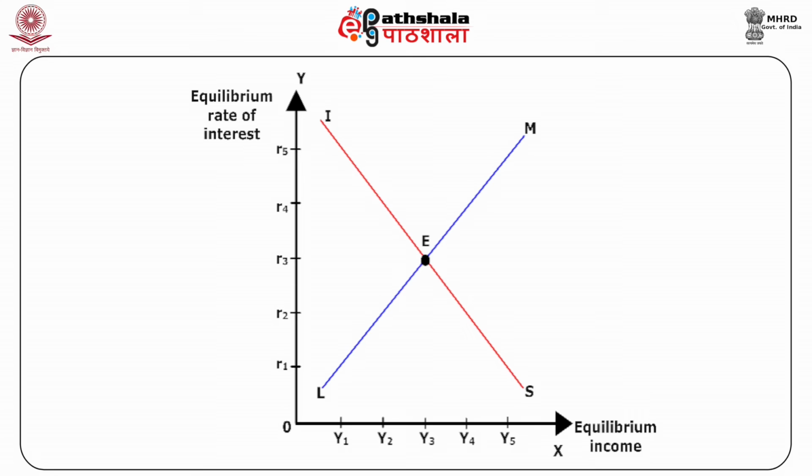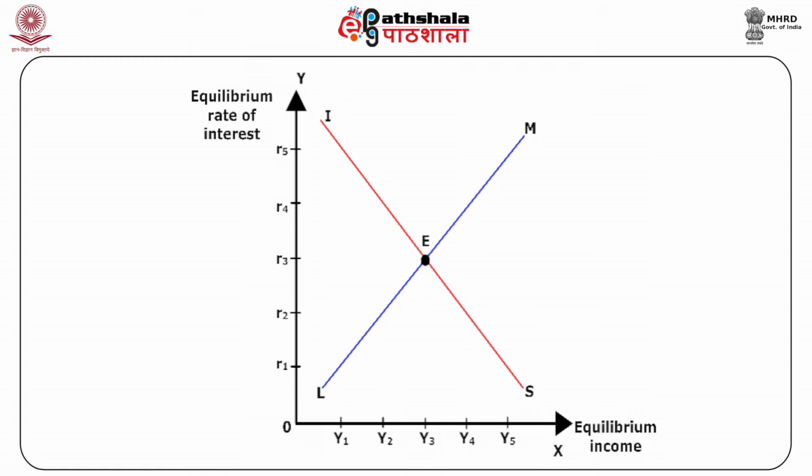At point E, we have a situation where your equilibrium rate of interest would be, let us say, R3, and your equilibrium level of income would be Y3. This is a point of general equilibrium, or a point of joint determination of rate of interest and level of income.